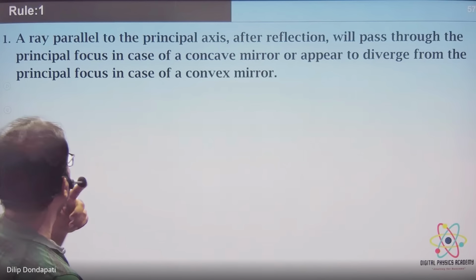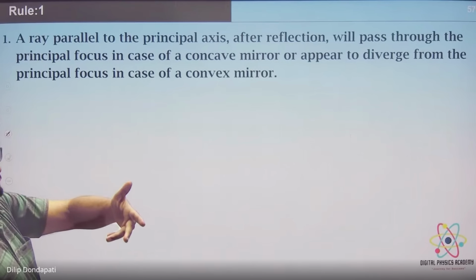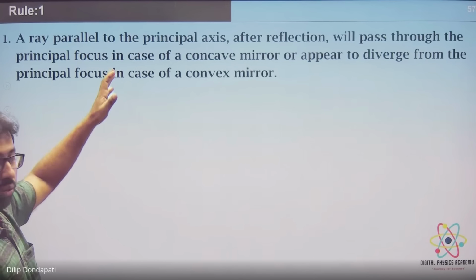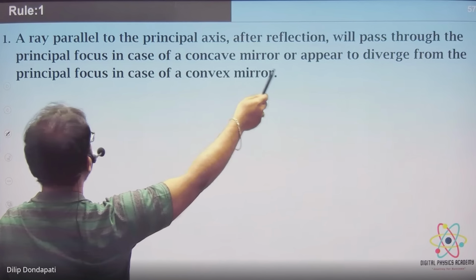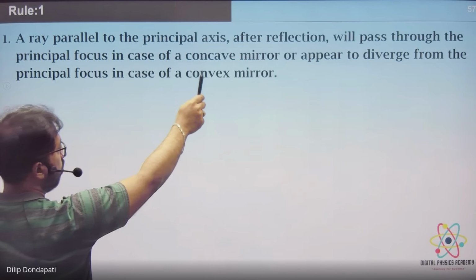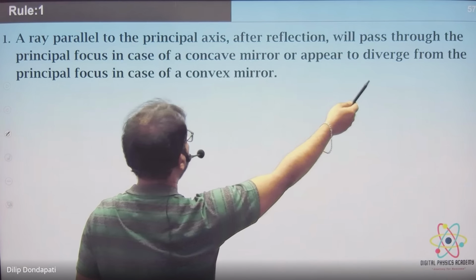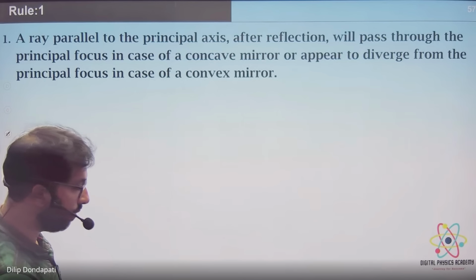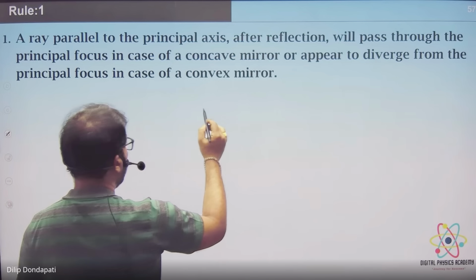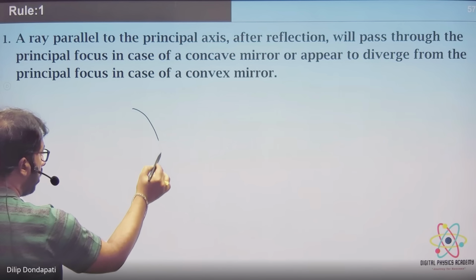Rule 1, write it slowly. A ray which we already know, we studied it earlier in principal focus. A ray parallel to the principal axis, after reflection, will pass through the principal focus in case of a concave mirror, or appear to diverge from the principal focus in case of a convex mirror. Okay, write. So draw the ray diagram for the rule.